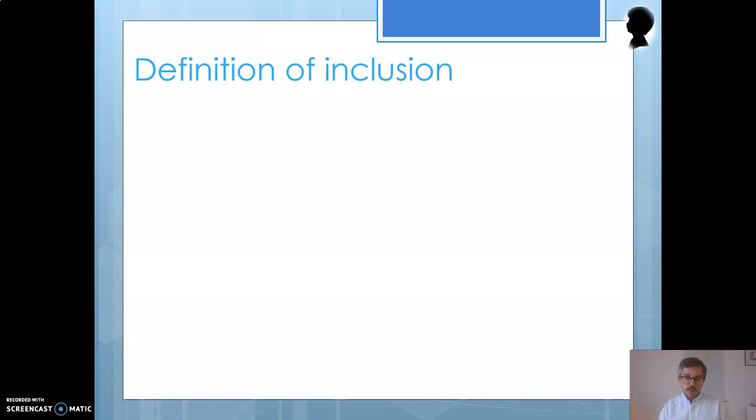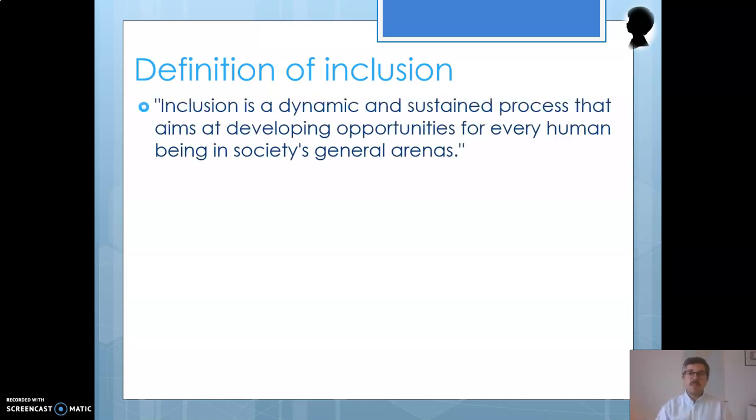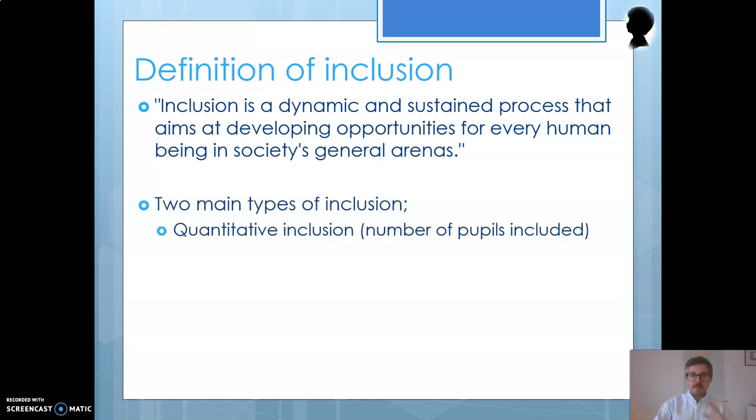When we're using the IC3 model, we might look into what is in fact inclusion. Inclusion is a dynamic and sustained process that aims at developing opportunities for every human being in a society's general arenas. But you can also say that there are two main types of inclusion. There is quantitative inclusion, that is, for instance, a number of pupils included. In Denmark, we strive for a certain amount that is included in the school.